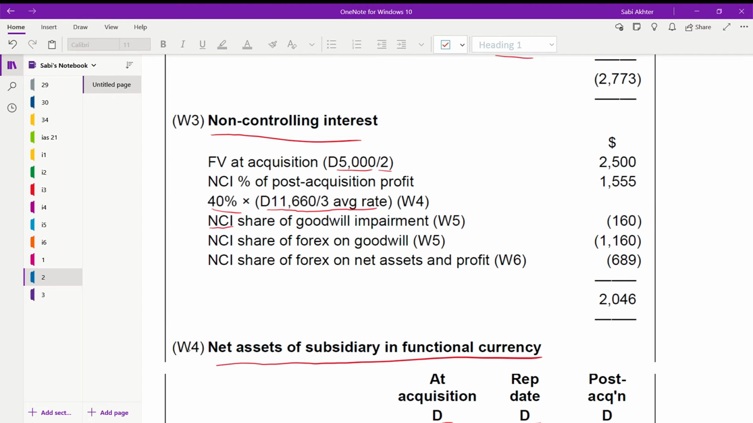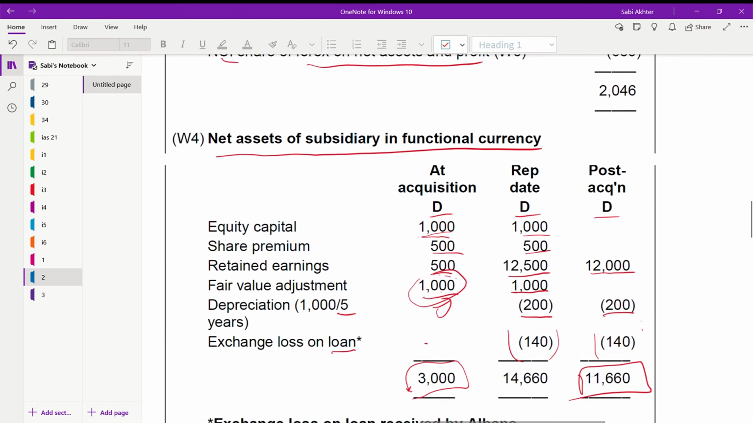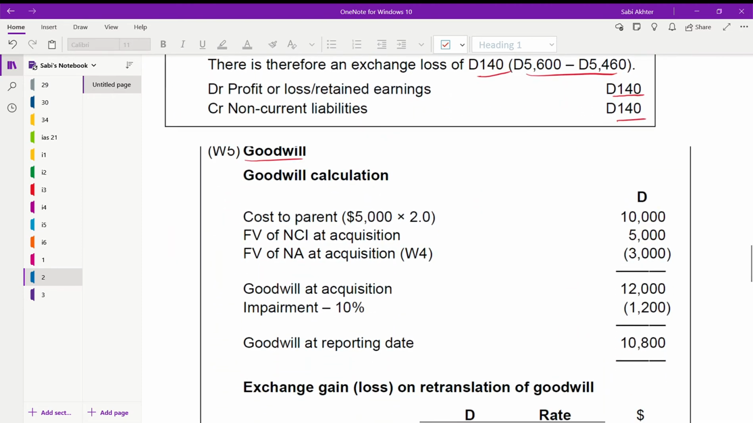NCI share of goodwill impairment, NCI share of forex on goodwill, NCI share of forex on net assets and goodwill. These 3 things you have to put. You have to deduct. Okay, it is then working 4, 5 and 6. So now let us go to working 5. 4 is over. 5 is goodwill.